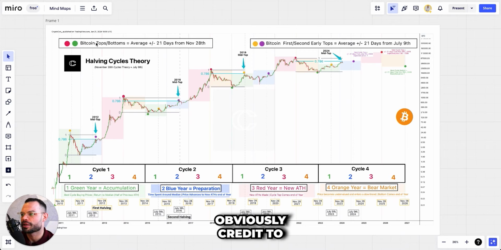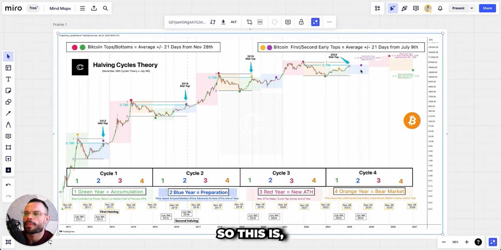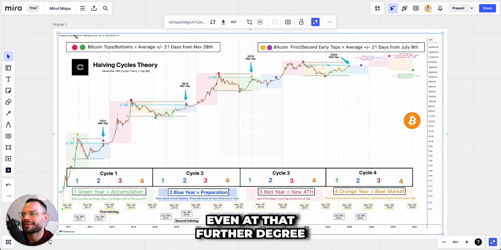Obviously, full credit to CryptoCon, who created this entire chart here, but the other things to note here that we've documented are the Bitcoin tops and bottoms being an average of plus or minus 21 days from November 28th, and the early tops, or the first and second early tops, being an average of plus or minus 21 days from July 9th. So this is taking it even a step further to really try and hone in and predict when we're going to see market tops and market bottoms.